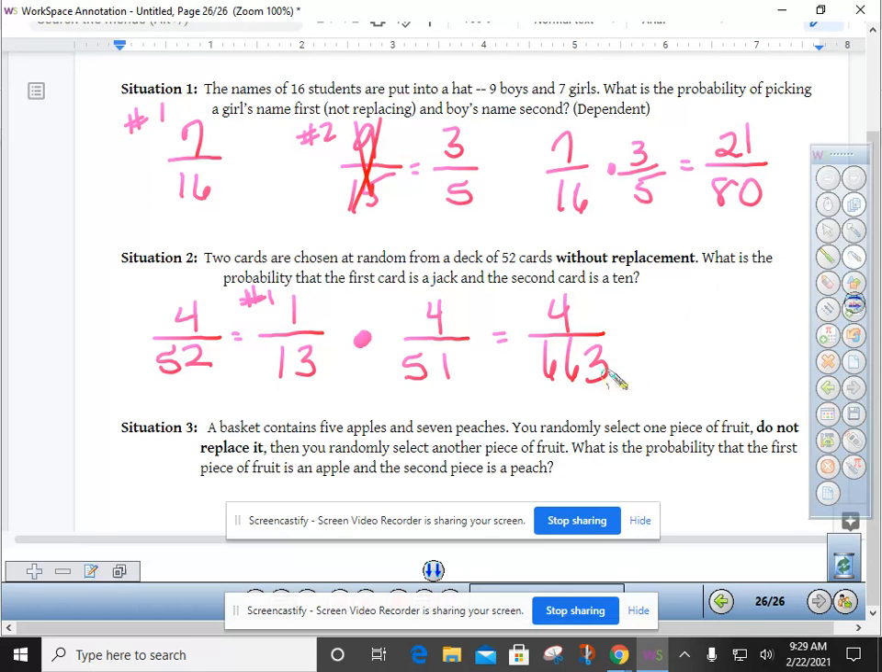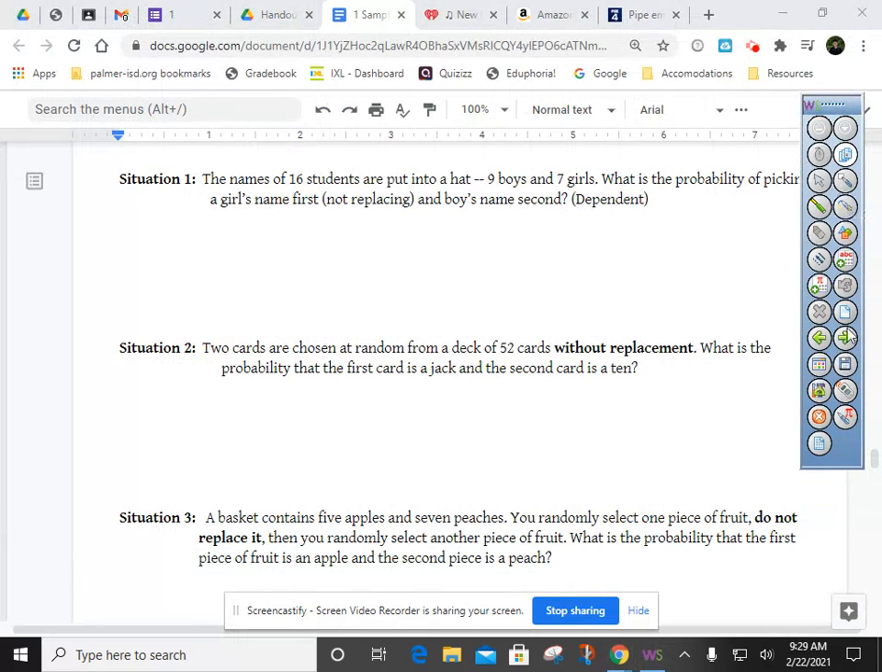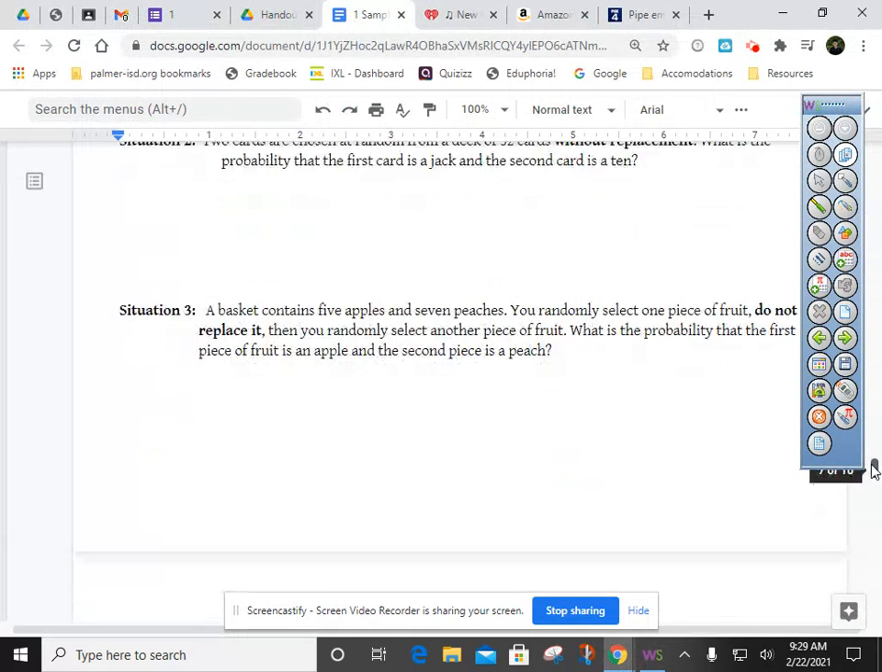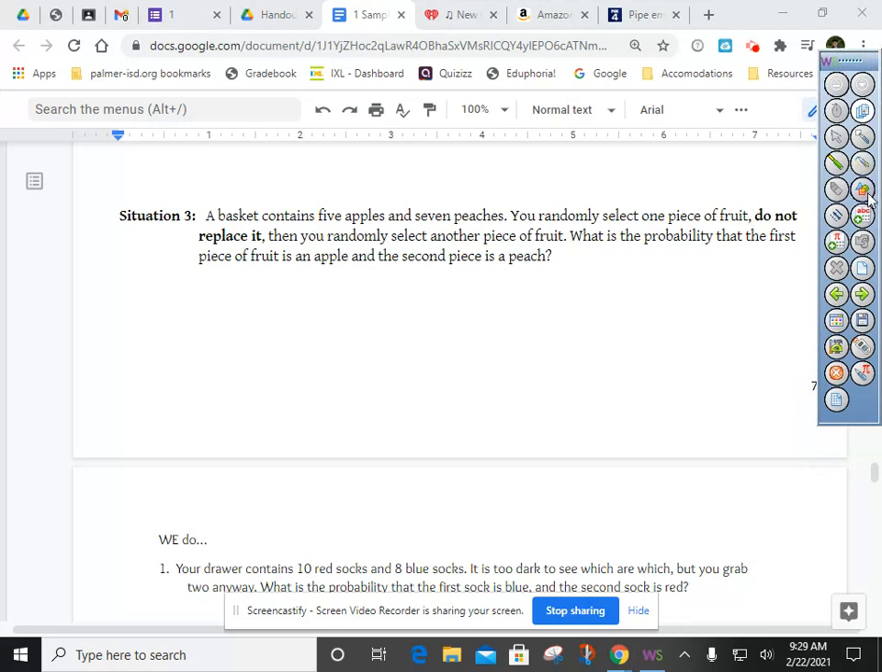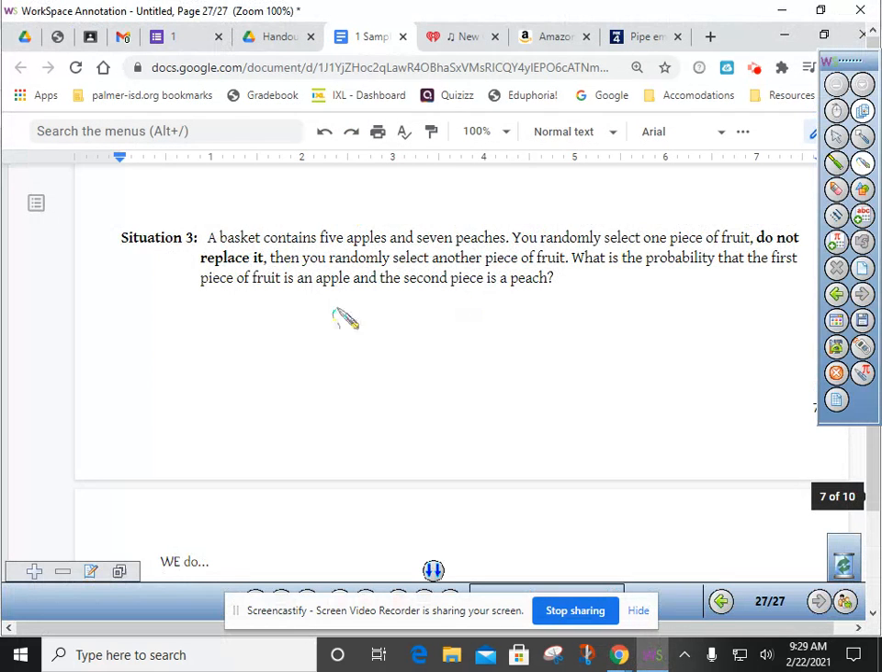All right, situation 3. A basket contains five apples and 7 peaches. You randomly select one piece of fruit. Do not replace it. Then you randomly select another piece of fruit. What is the probability the first piece? We're going to change that. We're going to make that replace it. Mark out do not. You replace it. Hold on. We're going to do this one before we clean. Okay. So the first piece of fruit is an apple and the second piece is a peach.